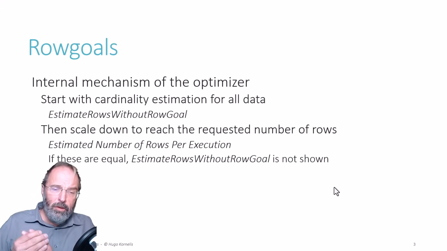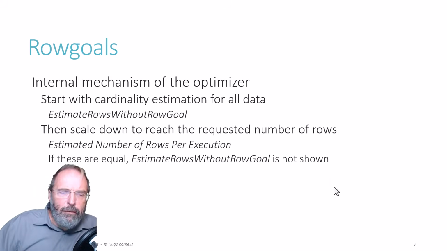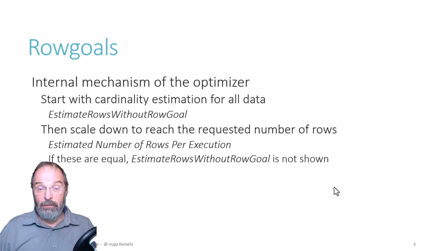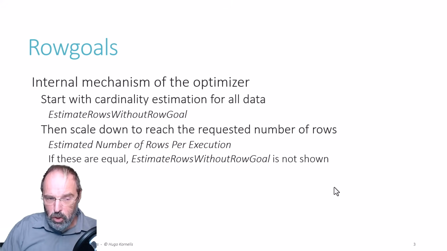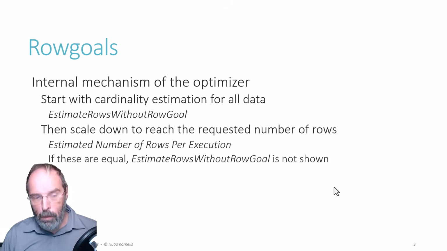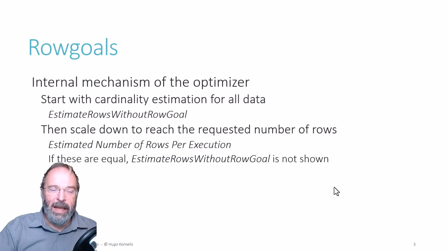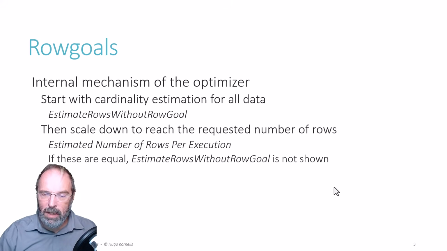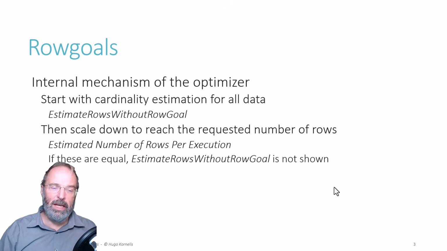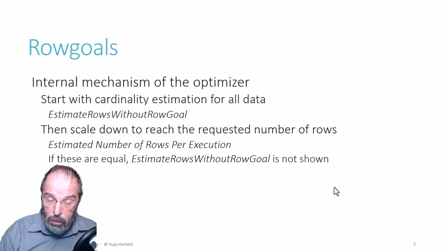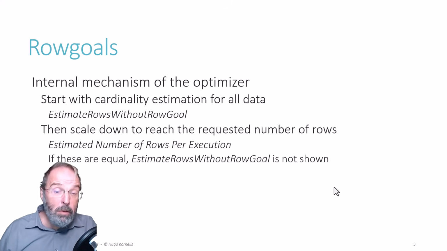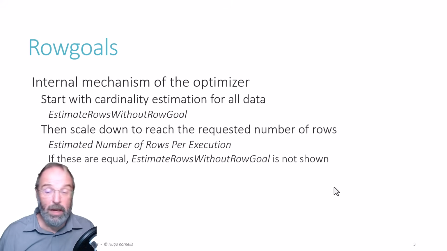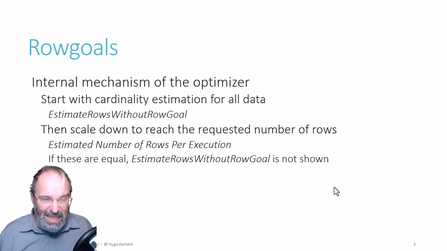So to wrap it up, SQL Server first does the cardinality estimation as if there is no row goal, as if you want everything. It computes it and stores that in the estimated rows without row goal. Then it scales all the numbers down to reach the requested number of rows, and that is stored in the estimated number of rows per execution. And as you saw in the last example, if that is once more equal to the estimated rows without row goal, then the estimated rows without row goal is simply not shown, even though it might still have had an effect.